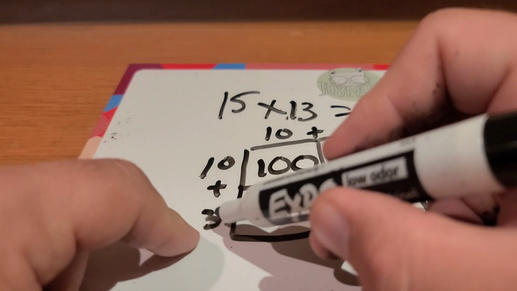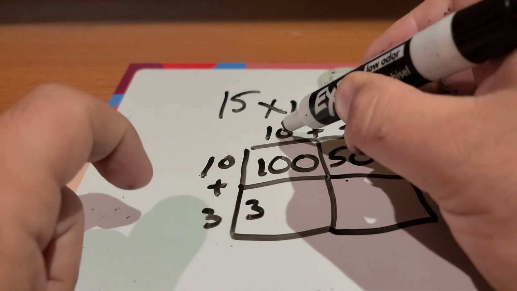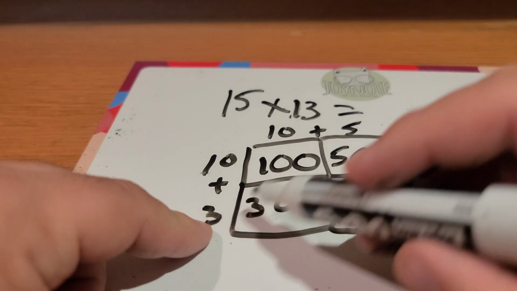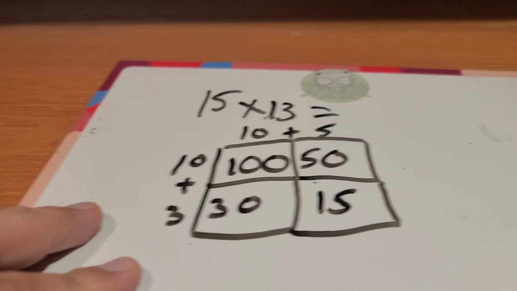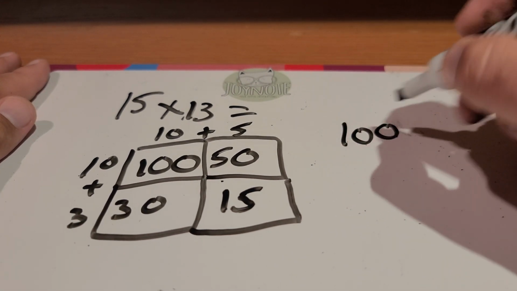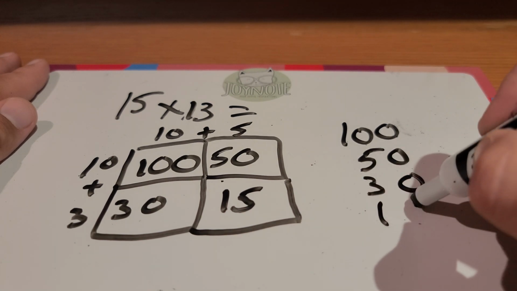Come to the bottom. 3 times 10. 3 times 1 is 3. Bring down your 0. You don't have any with 3. 3 times 5 is 15. Now, just like before, take it to the side, add them all up. 100 plus 50 plus 30 plus 15.